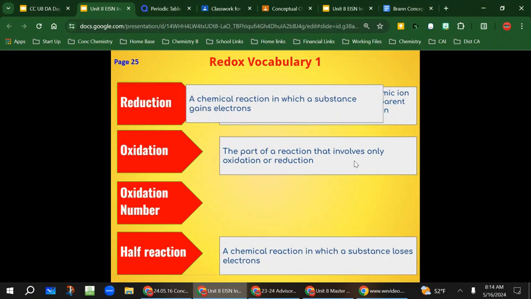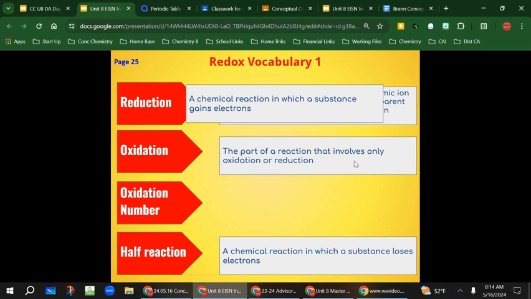Now, your logic was good logic, and I understand what you're saying. Reduction, you would think you're losing something, right? But if you gain an electron, what happens to your charge? It becomes negative. Which means it's getting what? Smaller, or reducing. You were thinking about the wrong thing.